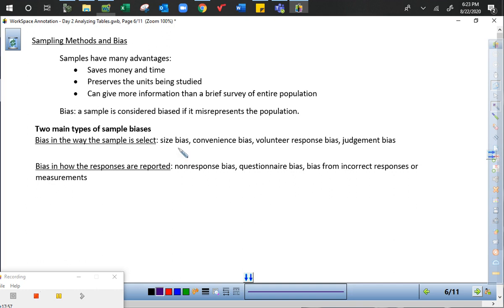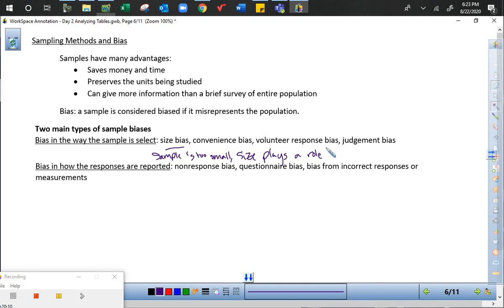The first one is size bias. This actually shows up if your sample is too small, or if size plays a role in how they're being selected. So let's go through those.